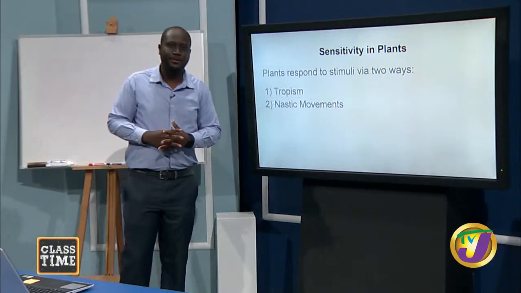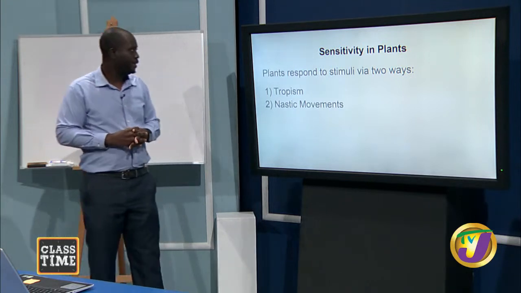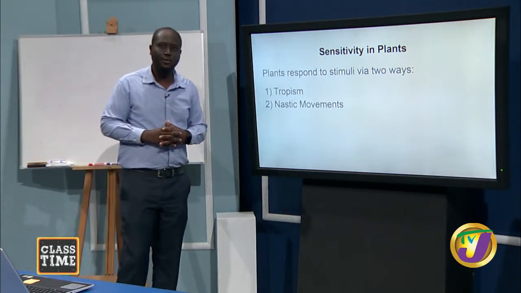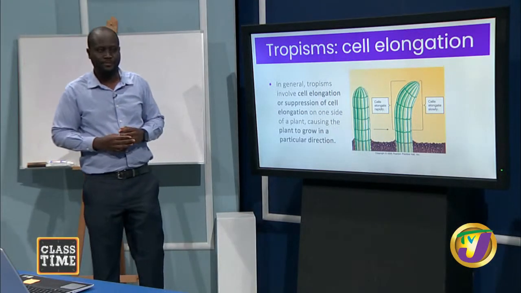Now, plants also are able to respond to stimuli in their environment. And they respond to stimuli in two ways, nastic movement and tropism. And if you're in tune last week, we looked at some of the ways in which a plant actually undergoes movement, and we discussed some of these ways in which plants move. But we're going to look in more detail at what we mean by tropism.